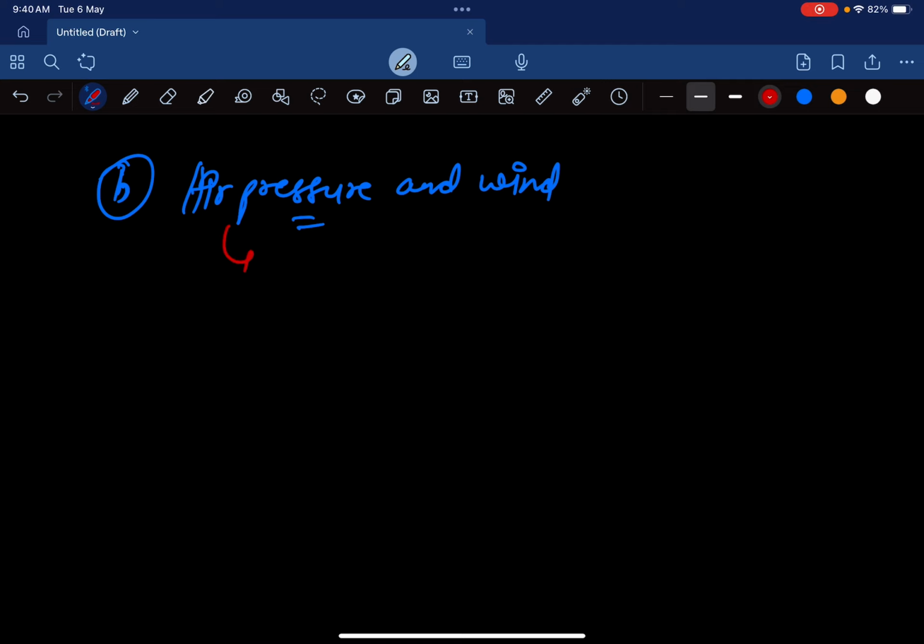Second category we can say is factors affecting the climate change. उसके अंदर हम क्या डाल सकते हैं? Air pressure and wind. यहाँ पे जेट स्ट्रीम्स play a significant role. Now there are two types of jet streams, westerly jet stream and the easterly jet stream.